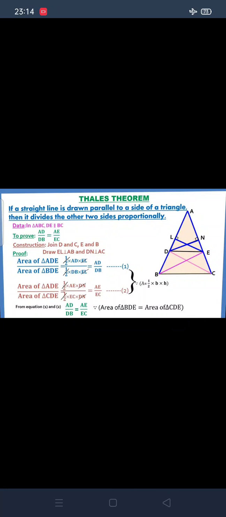Good morning, students. Last day, you all received an activity, activity number 4, based on Thales theorem, that is basic proportionality theorem. Today I am going to discuss this activity with all of you, and I will instruct you about a few things to be kept in mind while writing down the activity.